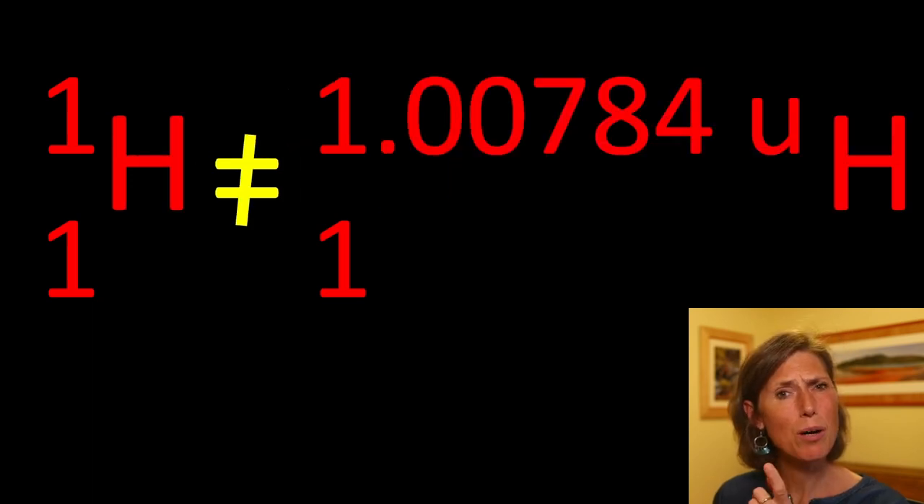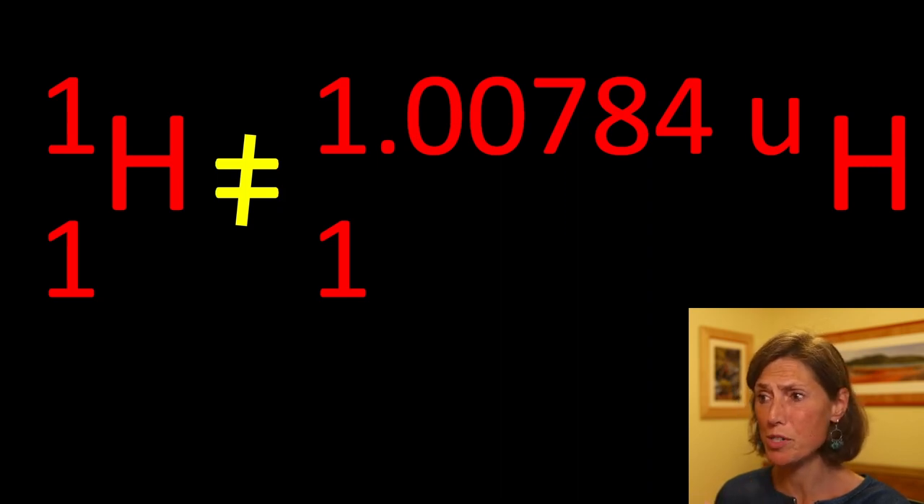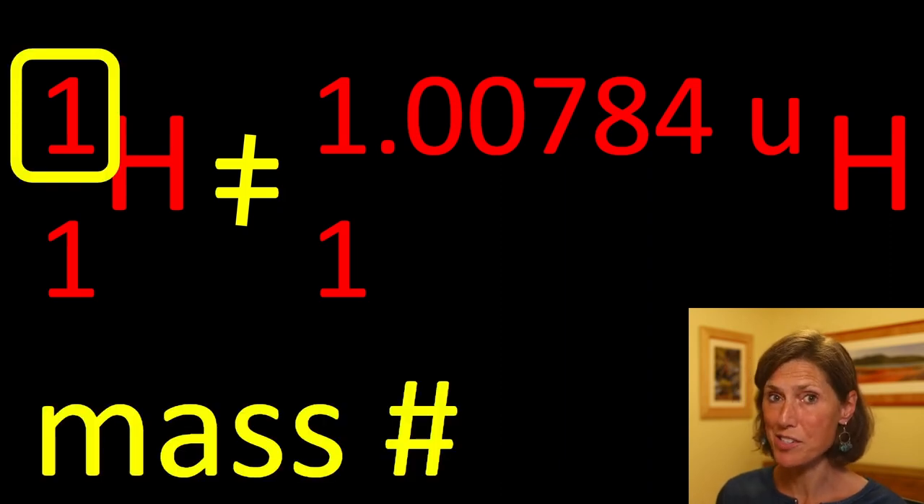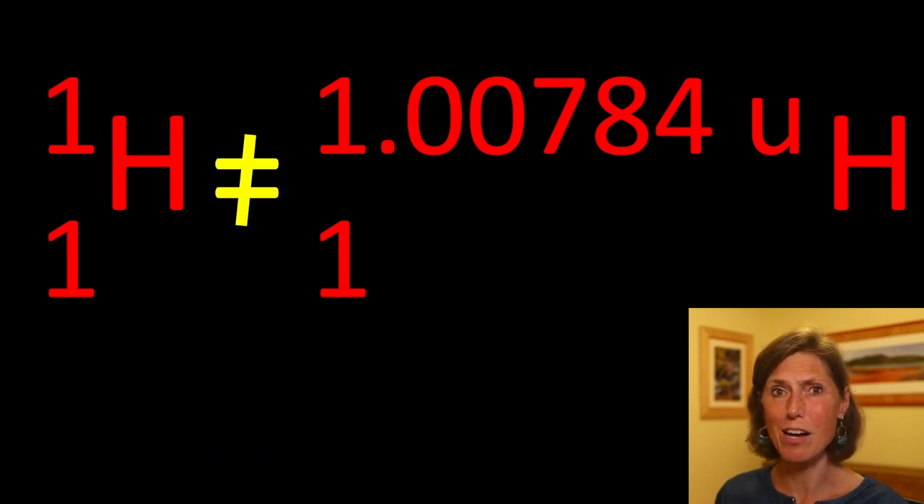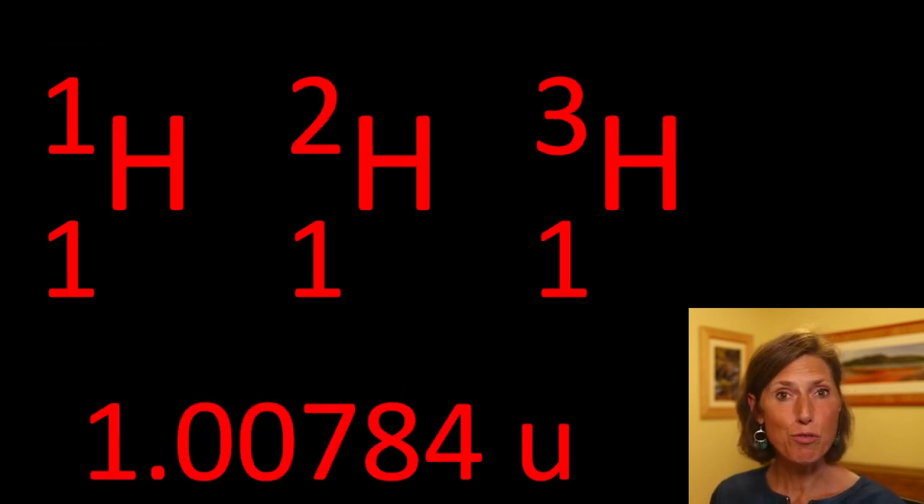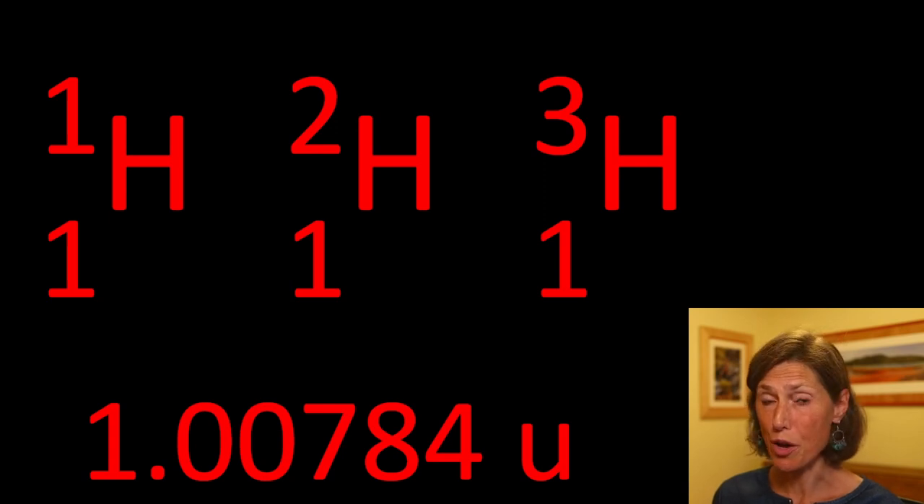But then, how come the periodic table shows instead a mass of 1.00784 u, atomic mass units? There's a difference between the mass number and the atomic mass. How can students reconcile that difference? This, of course, requires that your students understand about isotopes, like these three hydrogen isotopes.